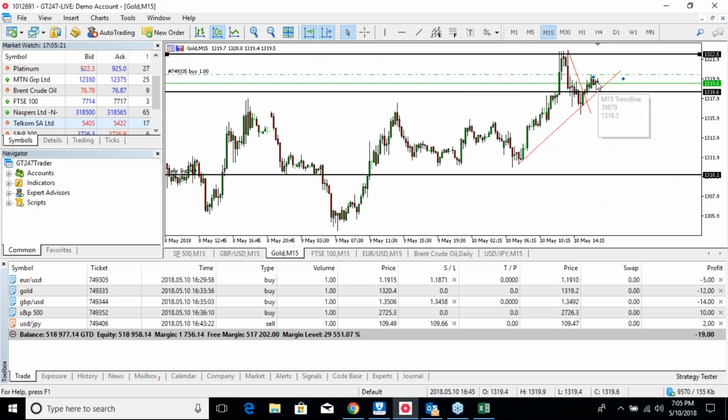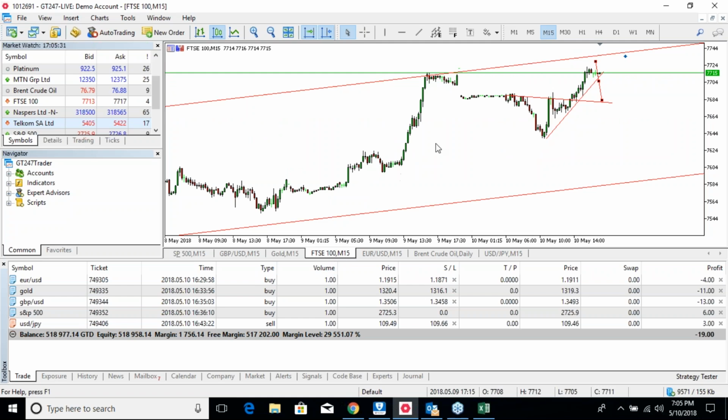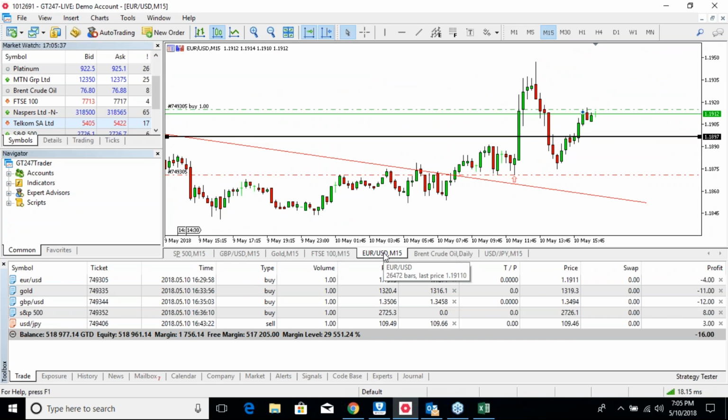Here we're still going long. As you can see, the market's going sideways. We anticipate at least it's going to get up to there, but let's put a stop loss here also. Oh, we didn't trade the FTSE. Okay, that's interesting. And here we bought and we already put our stop loss with the Euro USD.